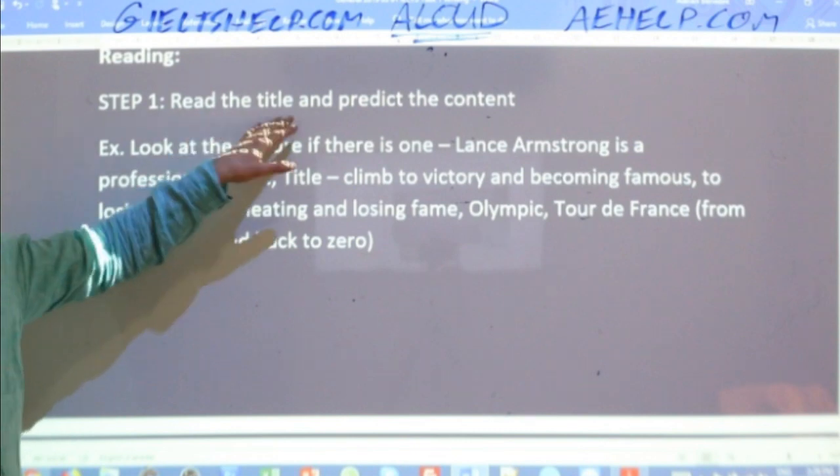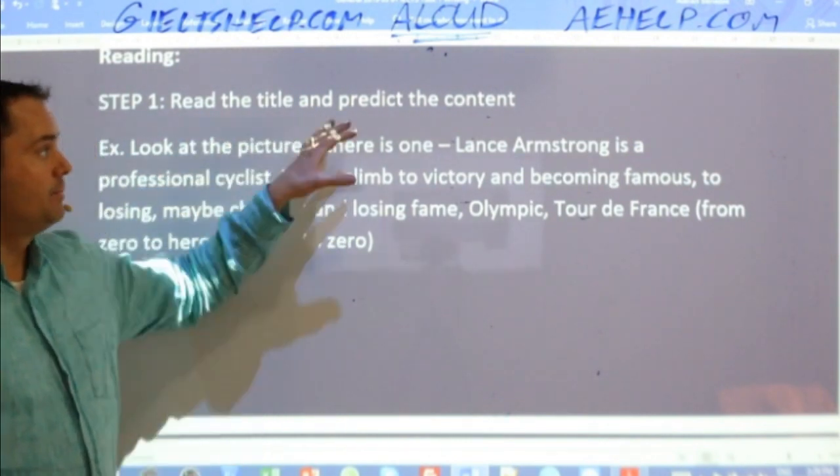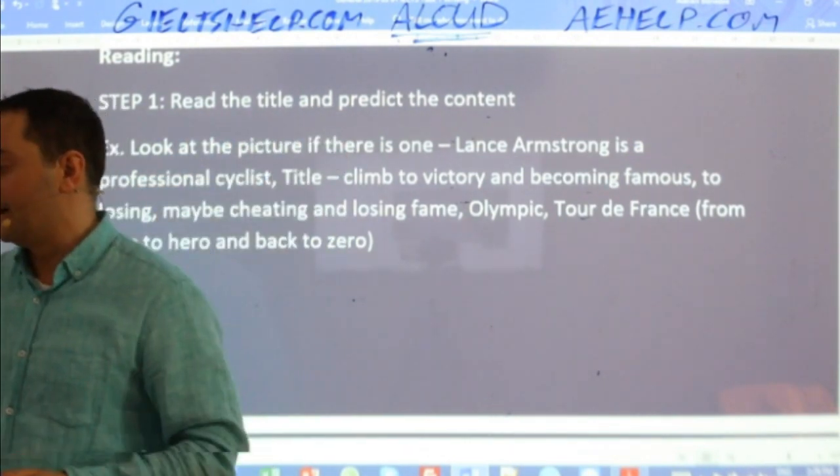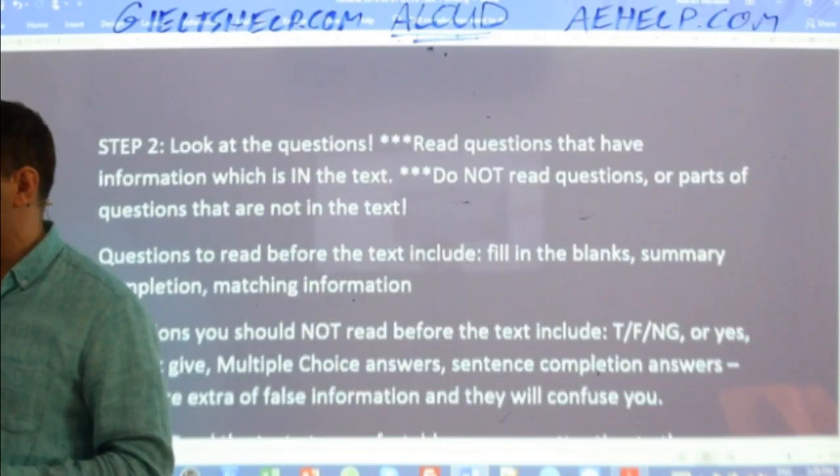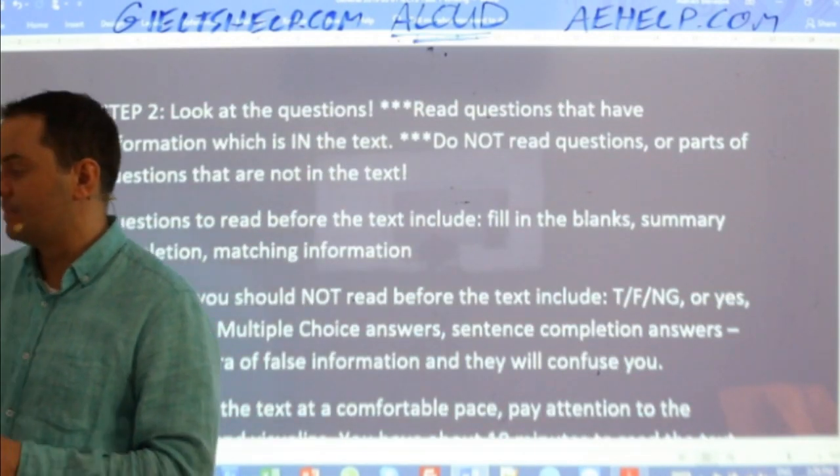Step number 1, read the title. If you have a picture, great. Predict what you're going to read about, okay? So think, what is this? Why is this information? How is it presented?